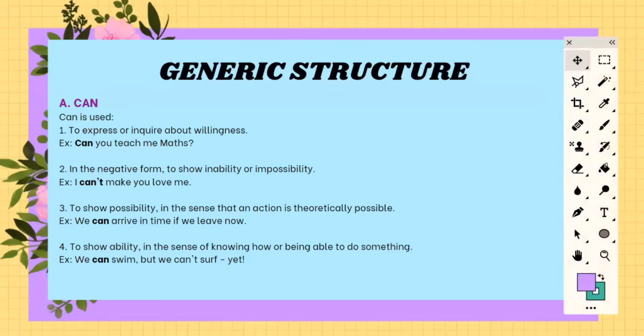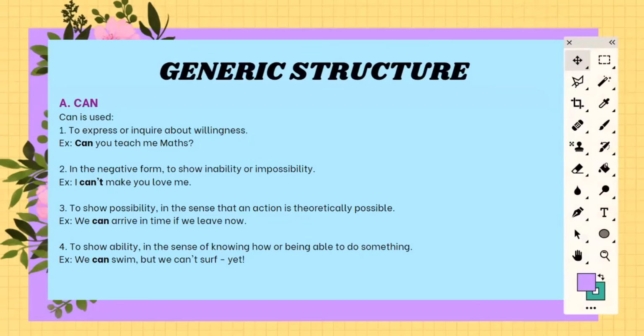The generic structure. A is can. Can is used, number 1, to express or inquire about willingness. The example is, can you teach me maths? Number 2, in the negative form, to show inability or impossibility. The example, I can make you love me.